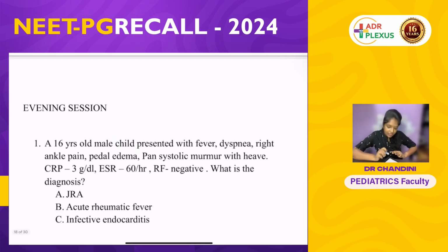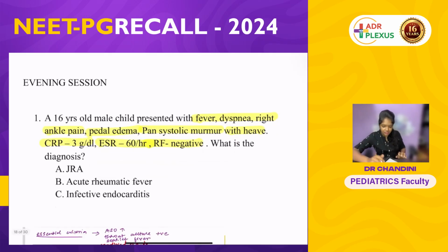Yes. A 16 years old male child presented with fever, dyspnea, breathlessness, right ankle pain, pedal edema, pansystolic murmur with heave. CRP is elevated, ESR is elevated, rheumatoid factor is negative. What is the diagnosis? So we have multiple issues going on here. There's fever, there is breathlessness, there is a murmur, inflammatory markers are elevated, and rheumatoid factor is negative. What is the answer?